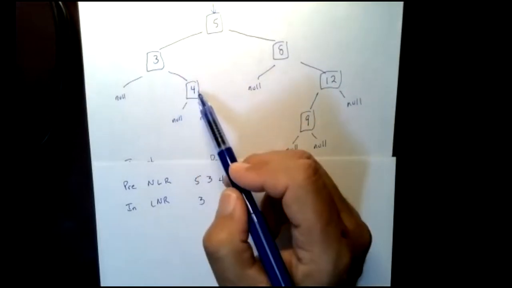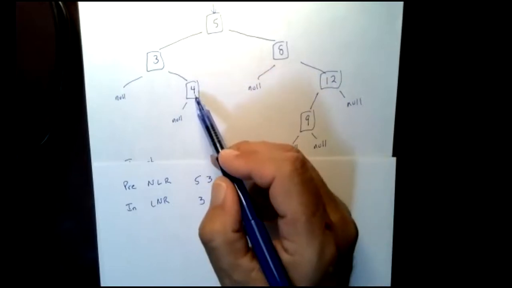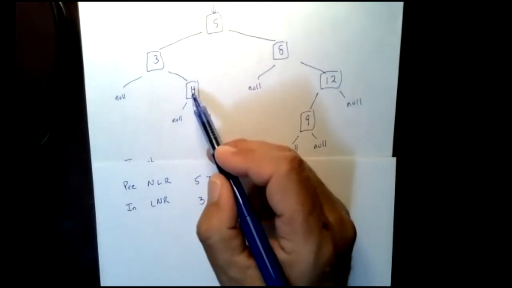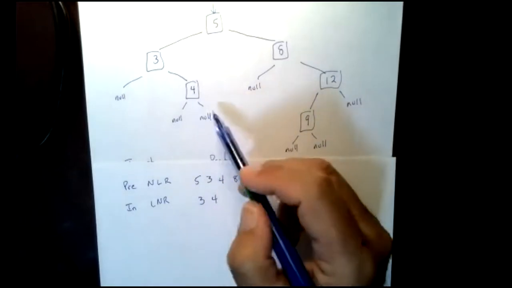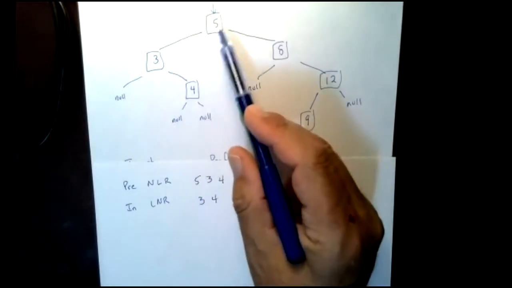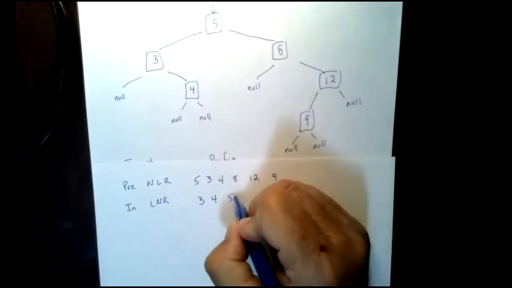Now that I'm at the node, I go right. I hit a 4. That's a node. Does it have a left? No. Do I do the node? Yes. Does it have a right? No. So now I'm going to traverse my way back up. And finally, I hit the node.